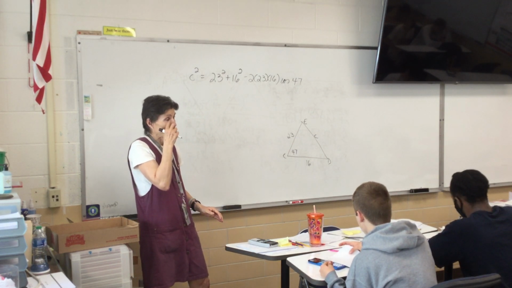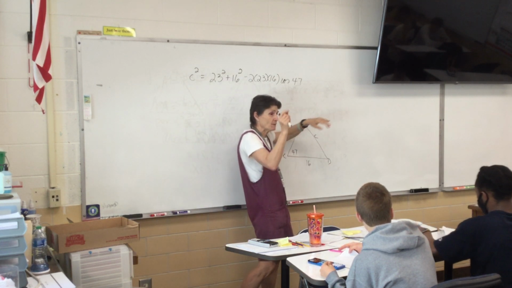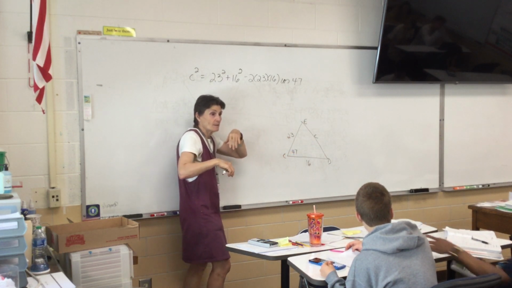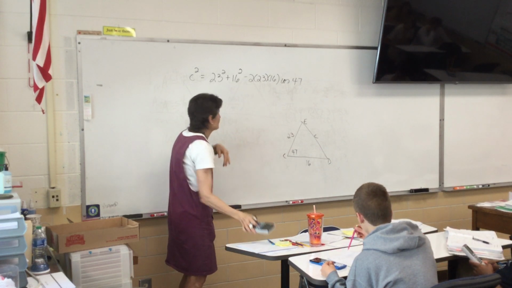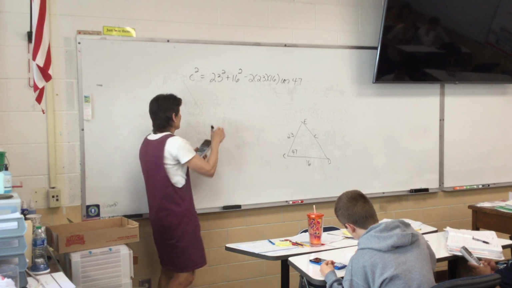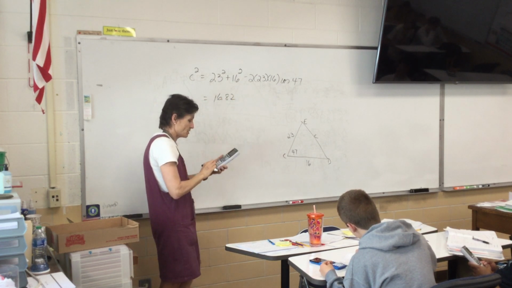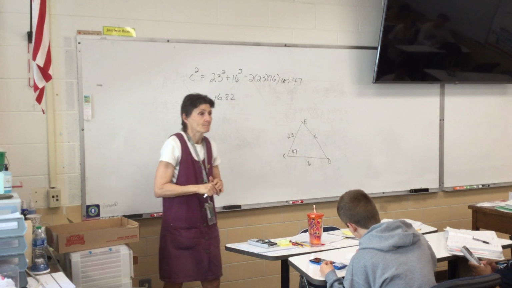Then we have to square root it. So after we type all this in and we hit equals, then we have to square root it. So you should get 16.82 when you type all that in.